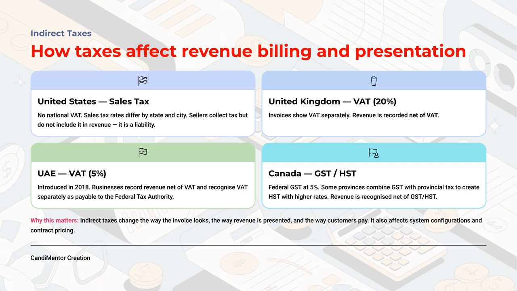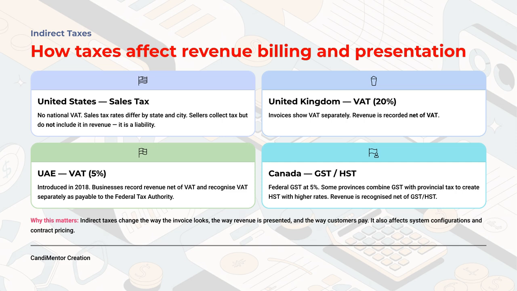UAE, VAT, 5%. Introduced in 2018. Businesses record revenue net of VAT and recognize VAT separately as payable to the Federal Tax Authority. Canada, GST/HST. Federal GST at 5%. Some provinces combine GST with provincial tax to create HST with higher rates. Revenue is recognized net of GST, HST.